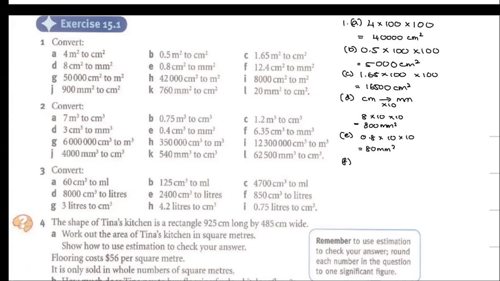F, 12.4 times 10 times 10, 1,240 square millimeters.